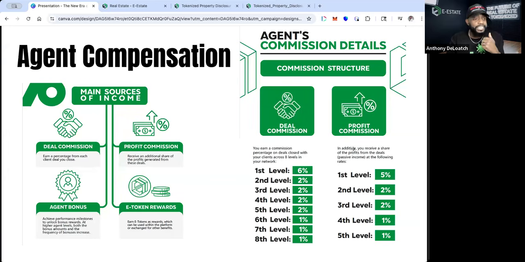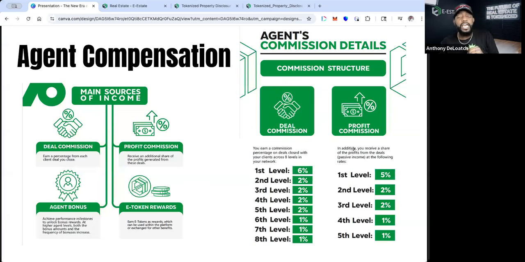So if someone comes in that you referred and they purchase a $10,000 share of a property, you earn $600 right up front. It's immediately dropped in your wallet. That's the other powerful thing. You don't have to wait for a real estate closing that could take 30, 60, or 90 days to happen. You actually get paid immediately, directly to your e-wallet. That's absolutely amazing, right? I love that. So your deal commission happens immediately.